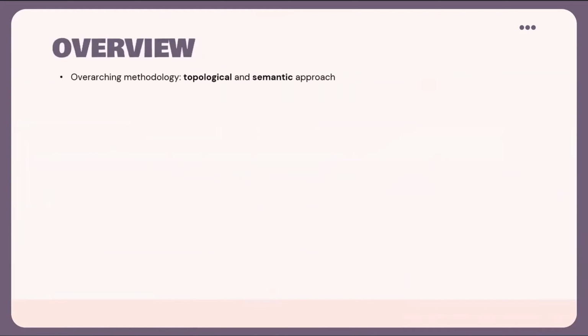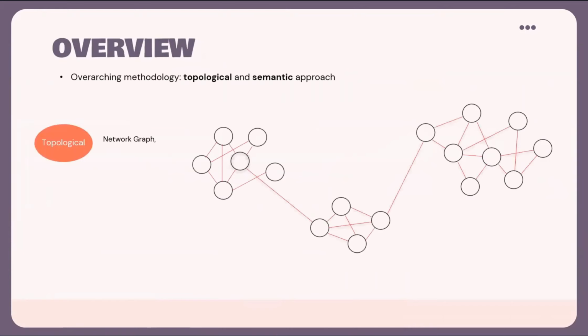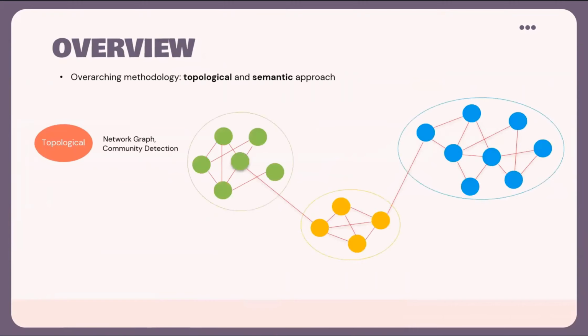Next, for methodology, the overarching methodology is a topological and semantic approach, which is hybrid. For the topological aspect, firstly, we have a network graph, where the nodes are unique users and an edge exists if two nodes have a direct reply between them. The edges are weighted and undirected. Next, community detection is done to get smaller communities where each community is densely connected internally.